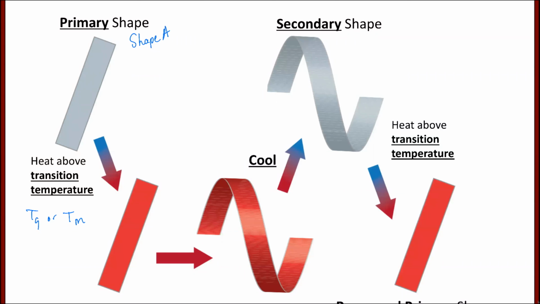And then once we've deformed it into a secondary shape, so you can see here it's just twisted, we can cool it back down and we can get it to retain that secondary shape. So that would be shape B.